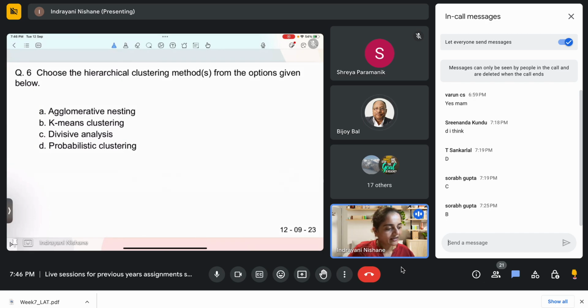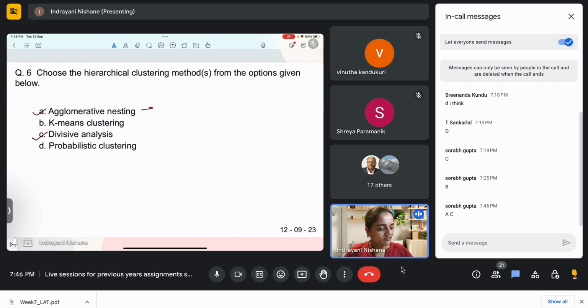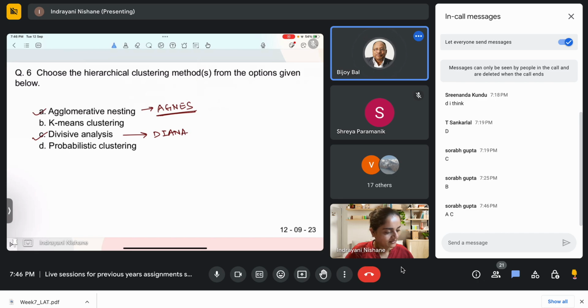Now choose the hierarchical clustering methods from the options given below. There are just 2 hierarchical clustering methods, and I think we spoke about them in the beginning. A and C. Yes. Agglomerative nesting. So agglomerative nesting, short form, anyone remembers? Agnes. And divisive analysis, short form, anyone remembers? Diana. Yeah? So Agnes and Diana you have to remember for hierarchical clustering.